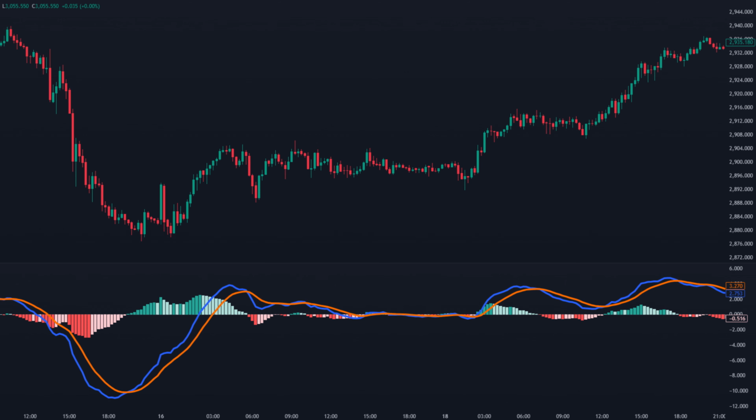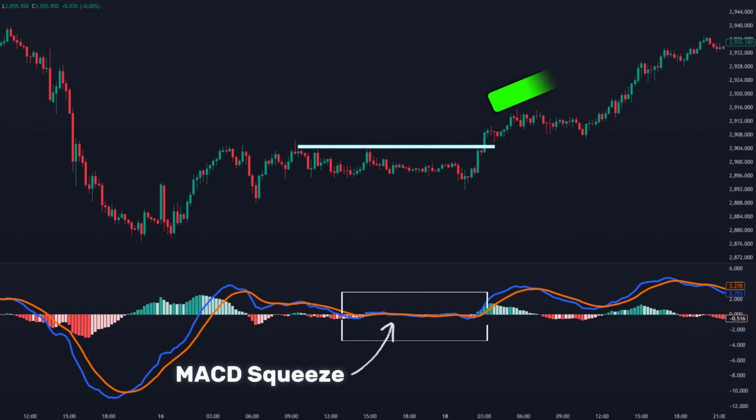Let me show you an example of this MACD setup right here on the chart. See how the MACD moving averages squeeze happened, and then the price broke out? That's what we're looking for. But here's the thing. We can take this MACD trading strategy and crank it up a notch. This one simple tweak can transform your win rate from good to insanely good.